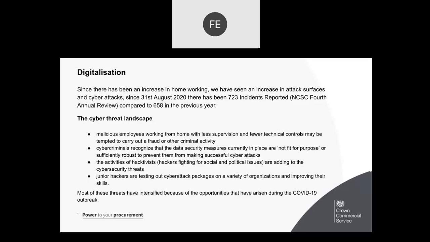Cybercriminals recognise that the data security measures currently in place are not fit for purpose or sufficiently robust to prevent them from making successful cyber attacks. The activists or hacktivists, which is hackers fighting for social and political issues, are adding to the cybersecurity threats. And also junior hackers are testing out cyber attack packages on a variety of organisations and basically improving their skills.